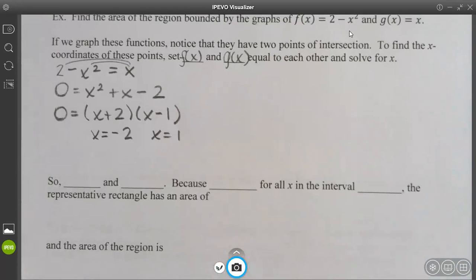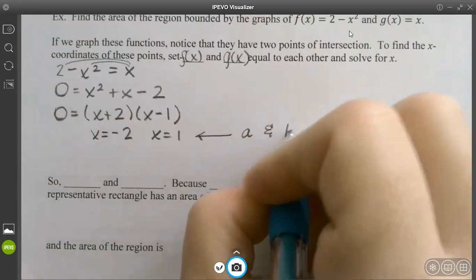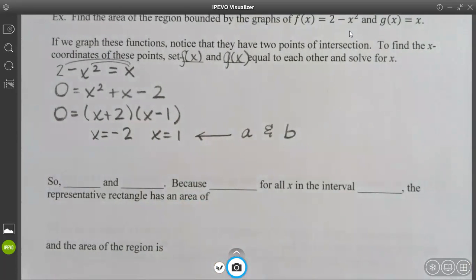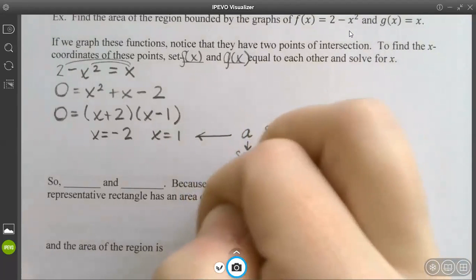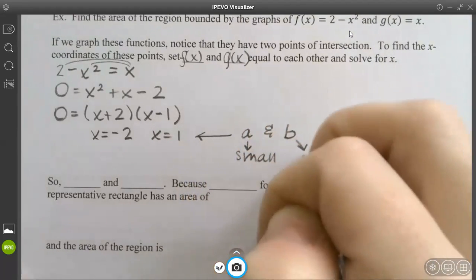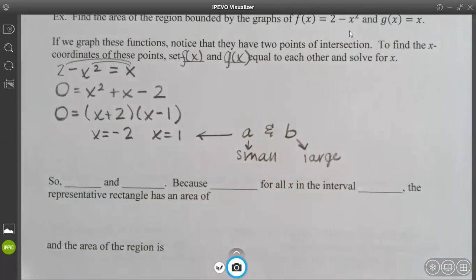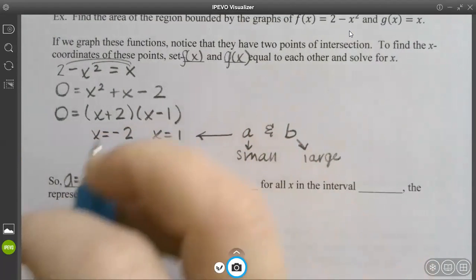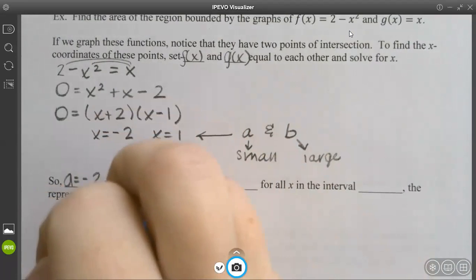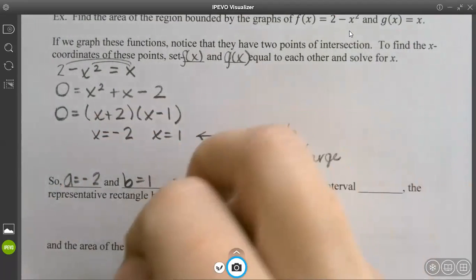These become your a and your b. Your a is your smallest. Your b is your larger number. So which one is a? Negative 2. And which one is your b? That's it. So a equals negative 2 and b equals 1.